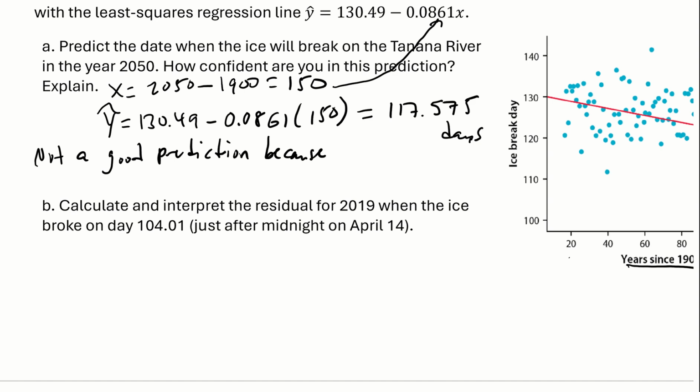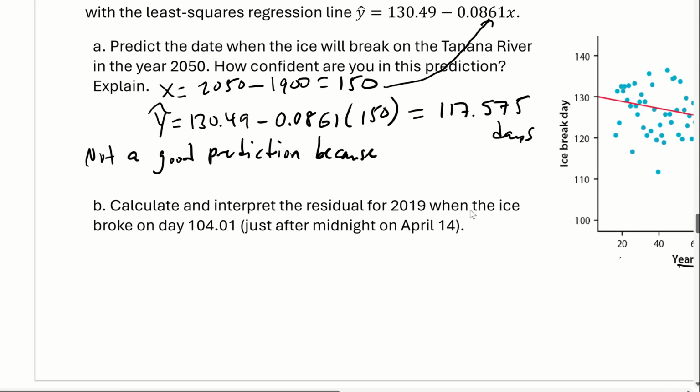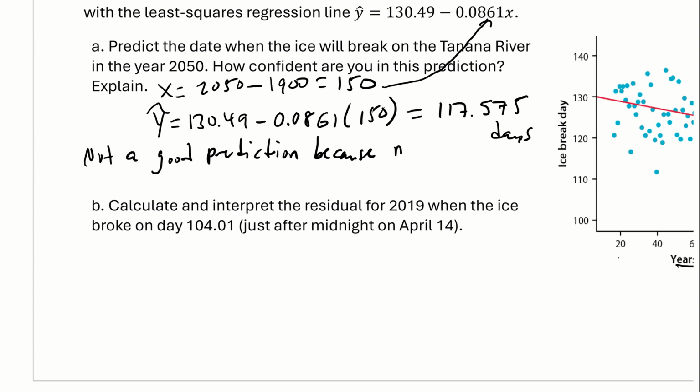The reason why it's not a good prediction is because it's a prediction outside of what we collected. 150 years is over here, and we don't have any data on that. So it's going to be a poor prediction, okay? That's called an extrapolation. So not a good prediction because the prediction is outside of the data collected. Okay.